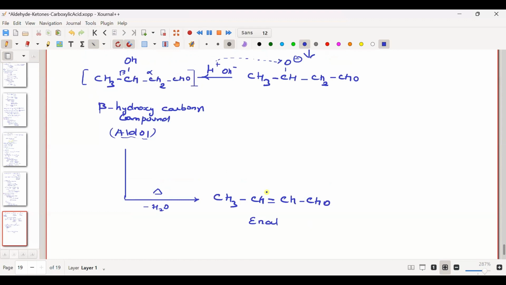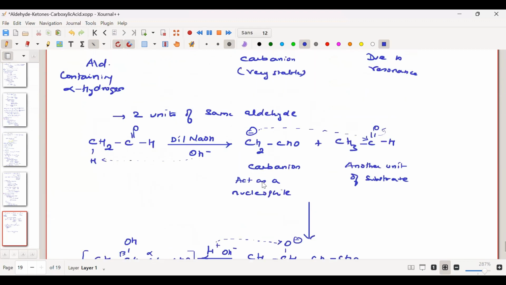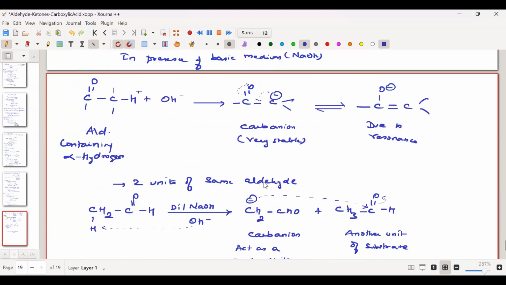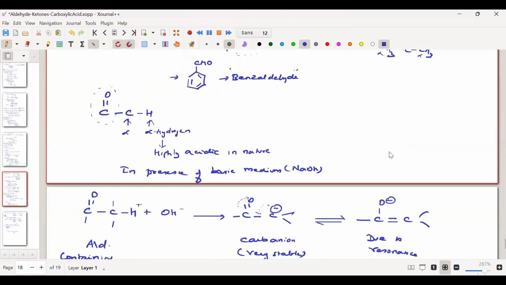Okay, again, this one: does it have a ketone, an aldehyde group? Sorry, does it have an alpha carbon? CH3 C double bond O CH3. This is your alpha carbon, and this is your alpha carbon. You have 6 alpha hydrogens, right? So this also will undergo aldol condensation.